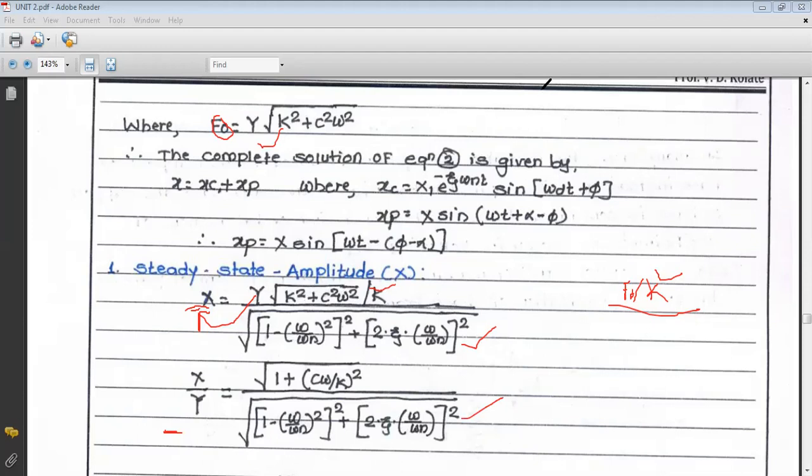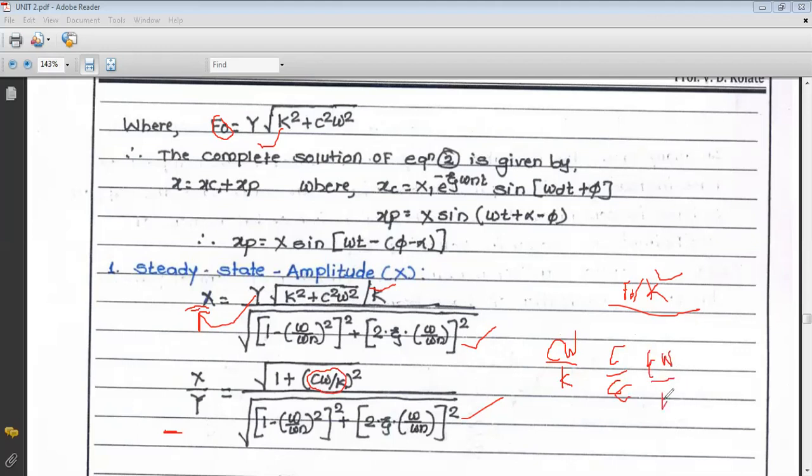Now we have to find out this value. What is c omega upon k? We know that c omega upon k is nothing but 2 zeta omega upon omega n. Now how will we get that? So we know that it is c upon cc into cc into omega upon k.